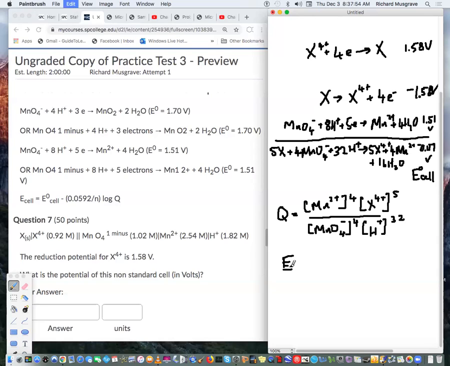So the E cell then is E naught cell, which is from here. When you were bringing down everything to form the final equation, why did you bring down the x to the 4 plus instead of the x? Because if you look at what we're given here, we're only given concentrations for things that are here, right? And the concentrations are always going to be things that aren't solid, and water is not going to be part of it either. Okay.